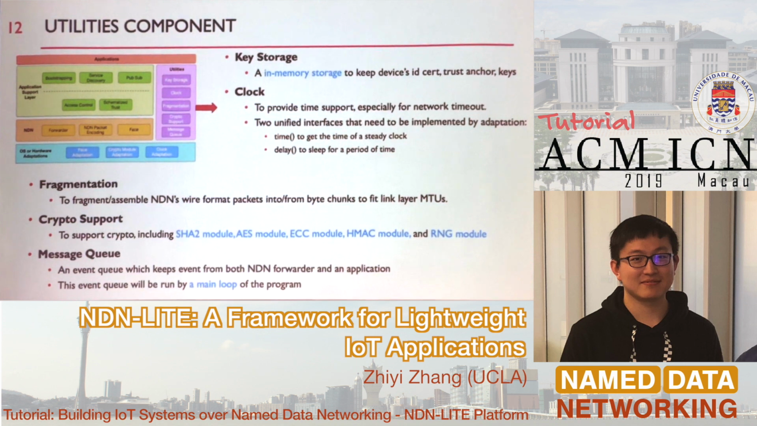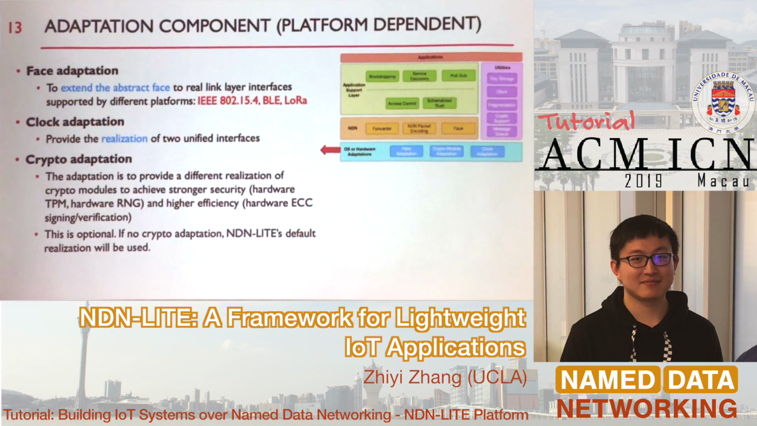And the last component is the message queue. So this is actually an event queue that keeps events from both the NDN forwarder and also the application. And this event queue will be run by the program main loop. Up to this point, what I introduced before is the NDN-LITE core library, and this next part is not in the core library, but it's in the package.